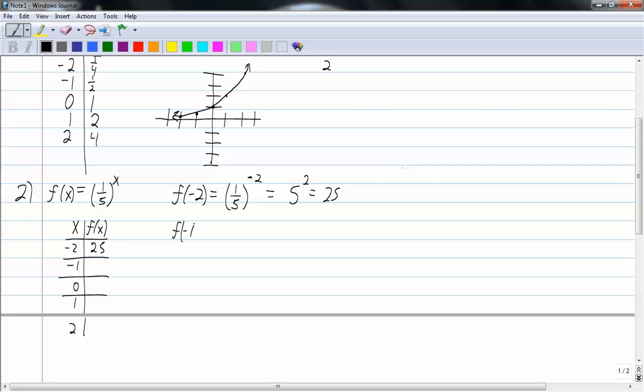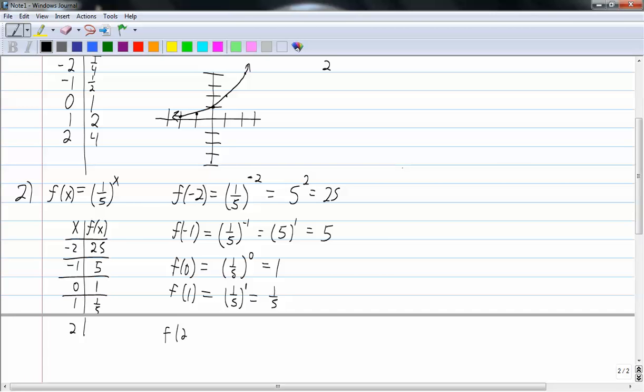Do the same thing for f of negative 1. If I raise a fraction to a negative power, I flip the fraction and the power becomes positive. So that's going to be 5. F of 0, that's the super easy one because a fraction to the 0 power is just going to be 1. F of 1 will be 1 fifth to the first power, just 1 fifth. And then f of 2, 1 fifth to the second power, that's going to be 1 25th. And so those are going to be really hard to graph too because they're so small.